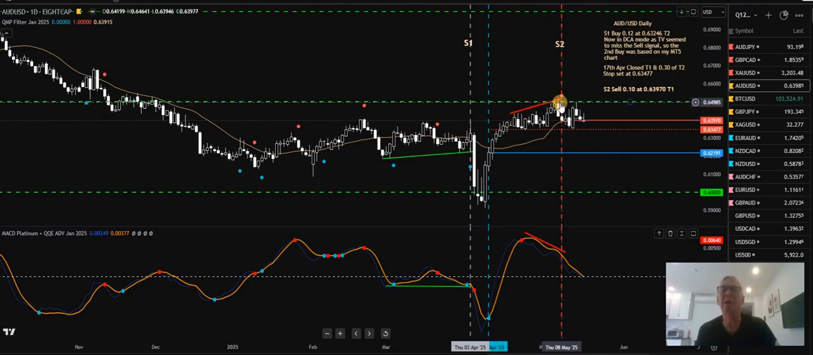So we've had the divergence and it bounced off that also, so it's not a bad signal. In the meantime, the MACD Platinum's heading down. I'm not too concerned about it. We're just under the entry level at the moment, mainly because I've got this buy trade on, so it offsets any loss if we do have one.